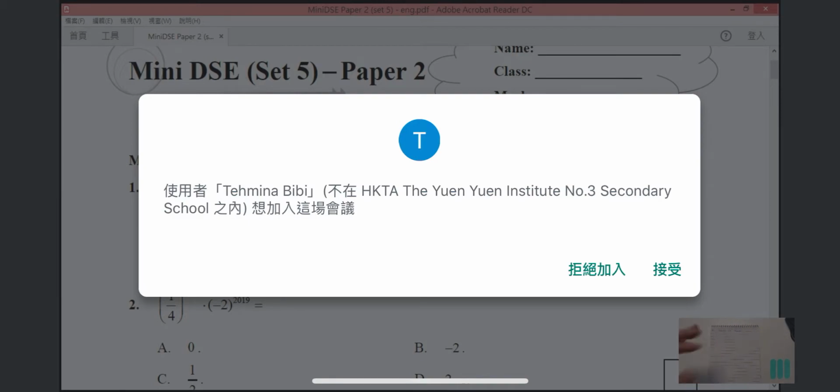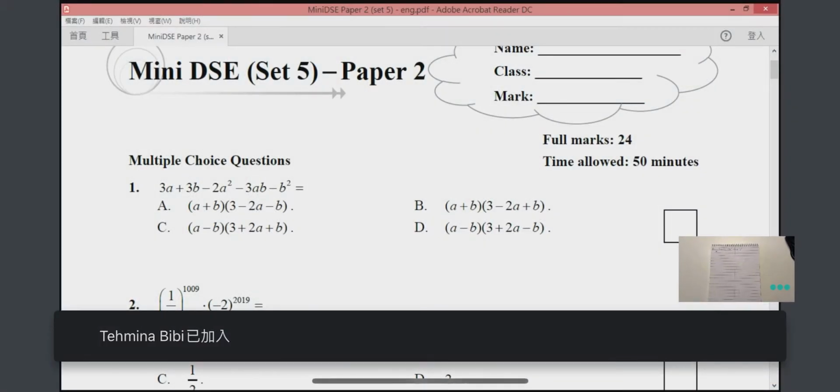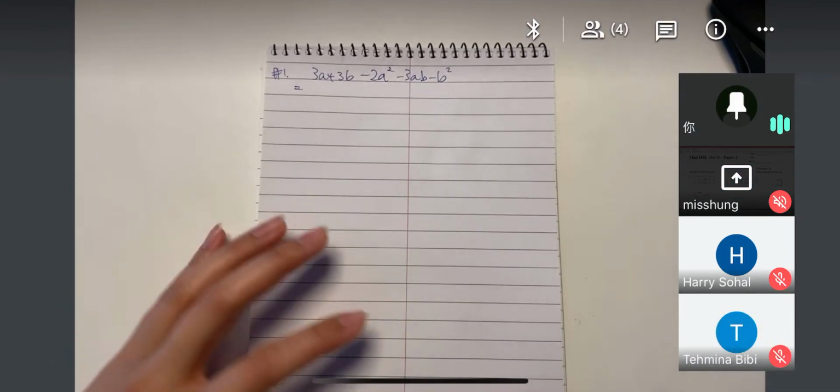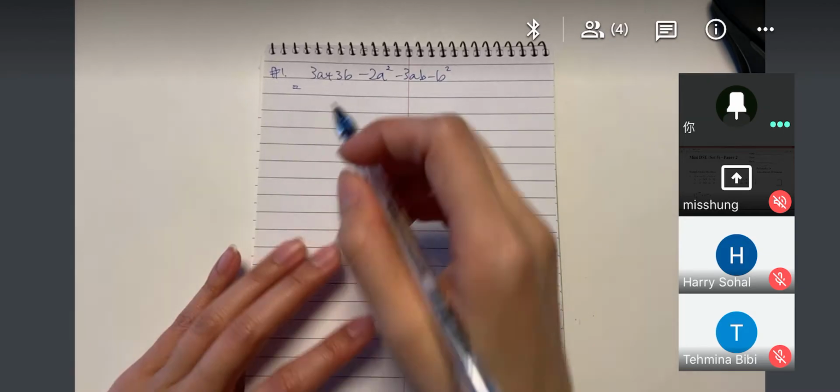Factorization. So first of all, hello Tamina. Hello. So let's start.